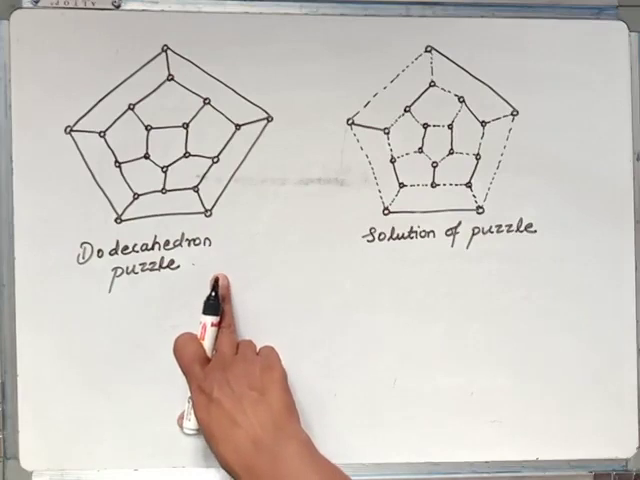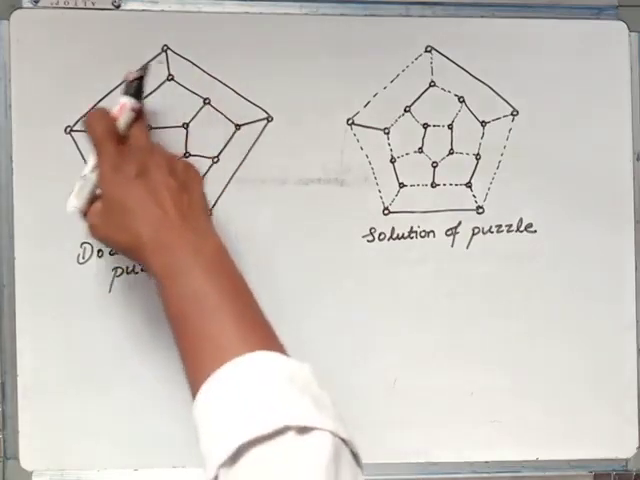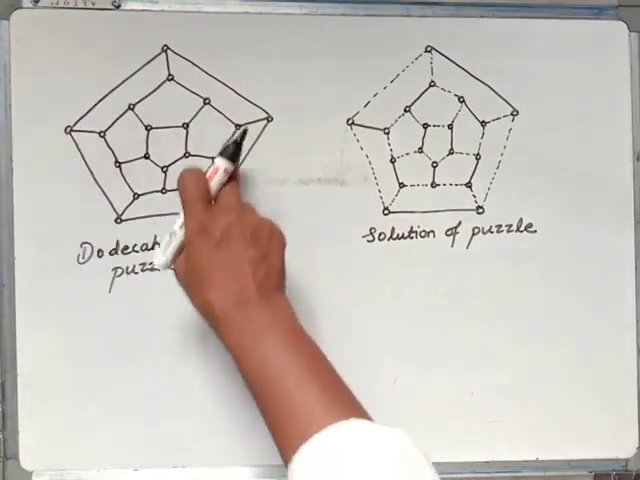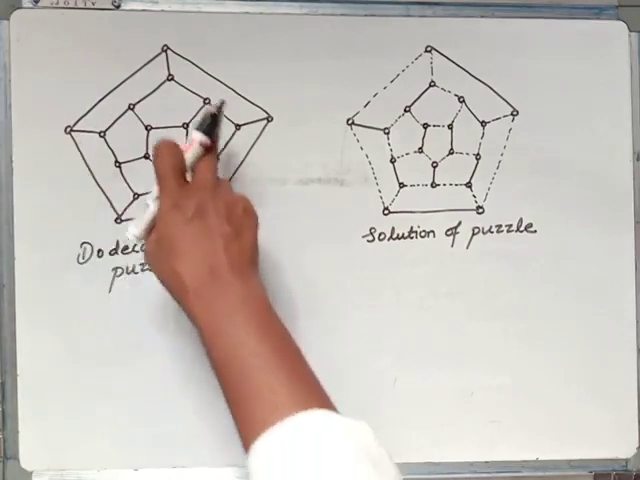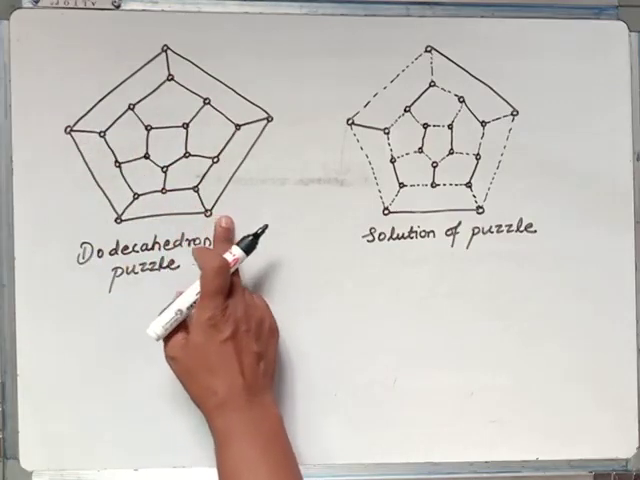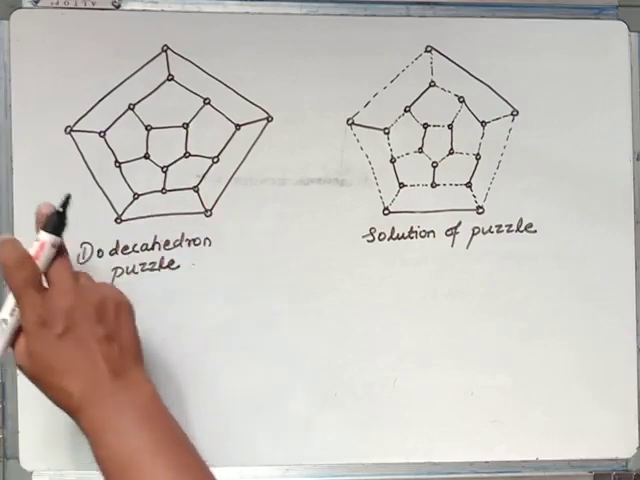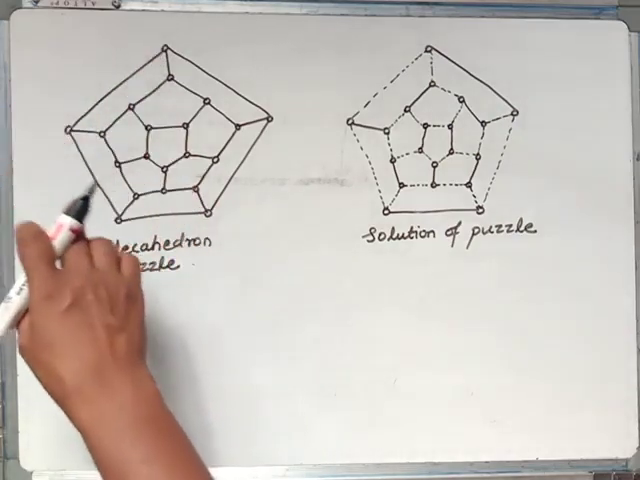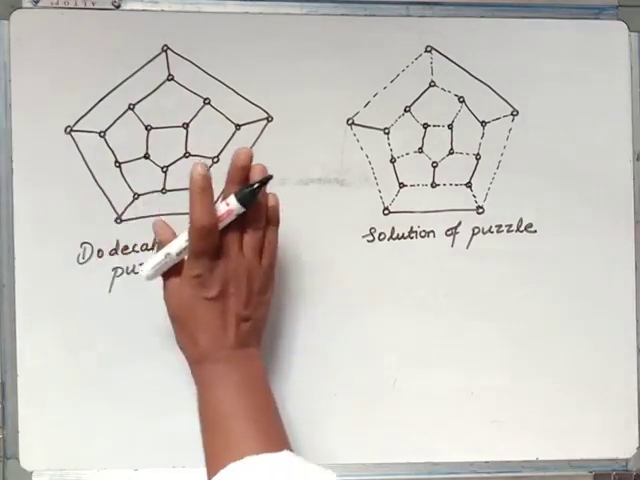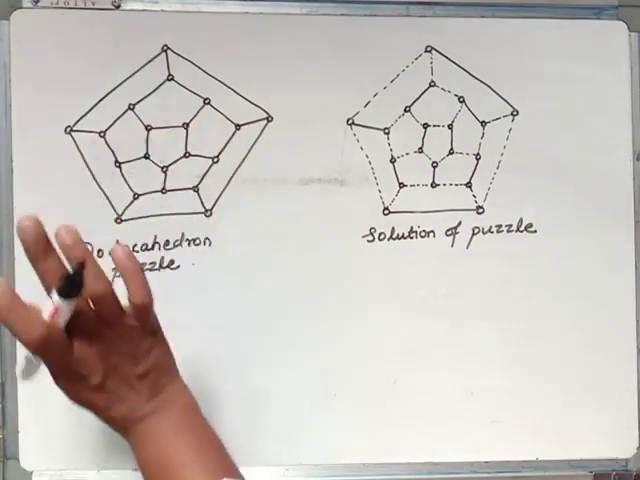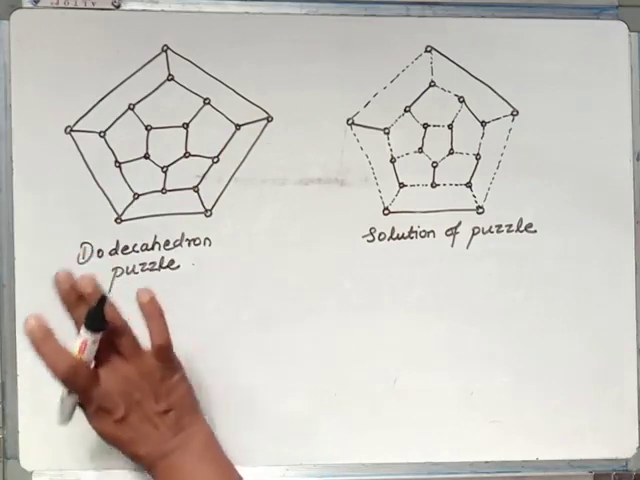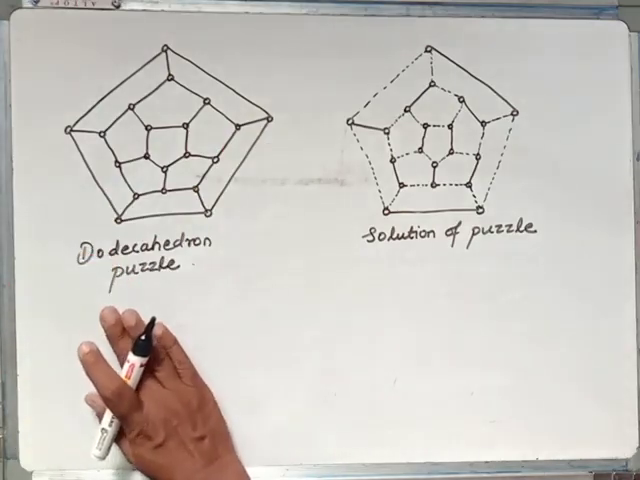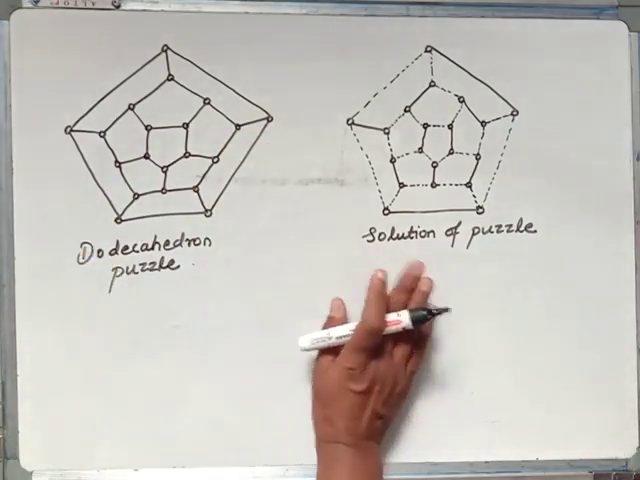Students, look at this. This is a dodecahedron puzzle. Here these are the vertices. 20 vertices are represented as 20 cities. We have to start from any one of the cities and go to the other 19 cities exactly once and reach the first city again. So the solution of this puzzle is nothing but what?